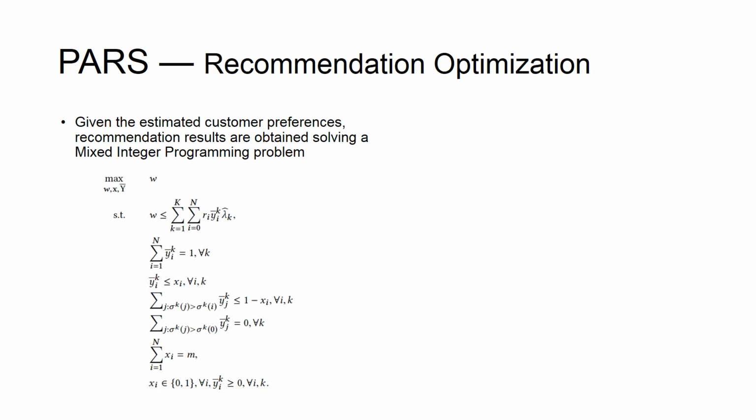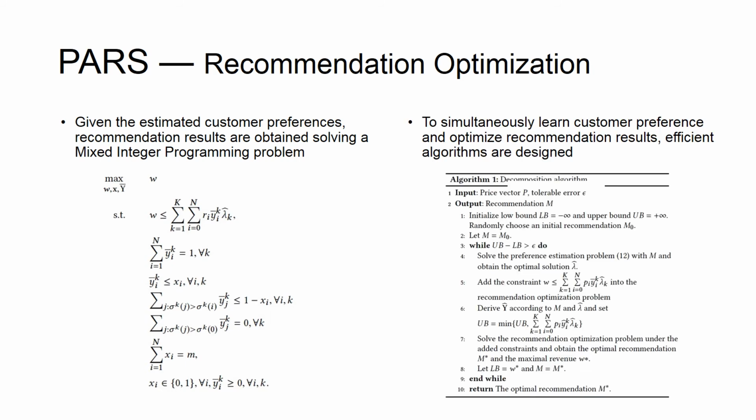To better solve these two problems, we also propose a decomposition algorithm. Under this algorithm, customer preference estimation and the recommendation optimization problem are processed simultaneously. The solution efficiently converges to the optimal.